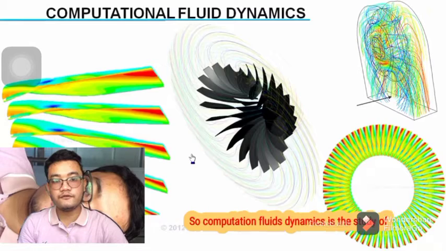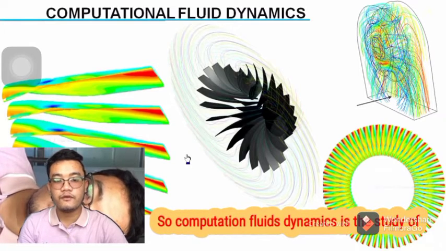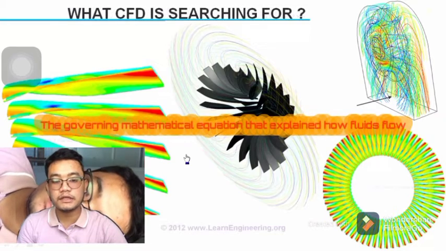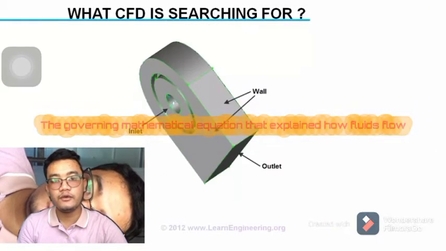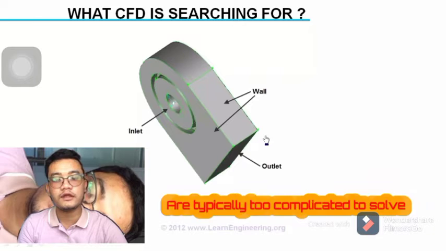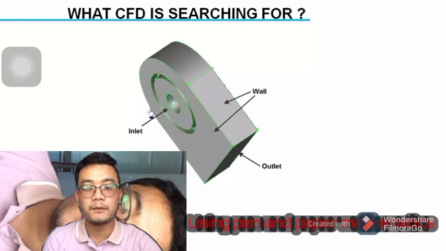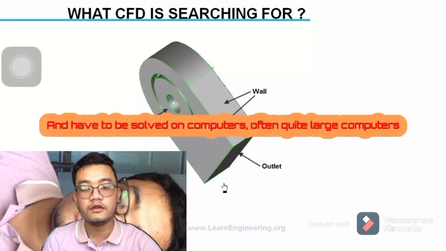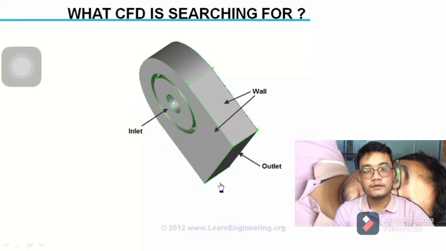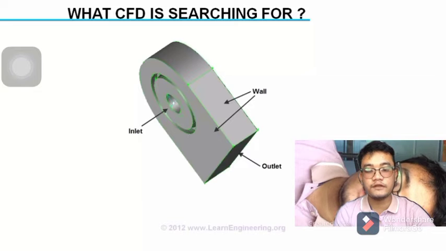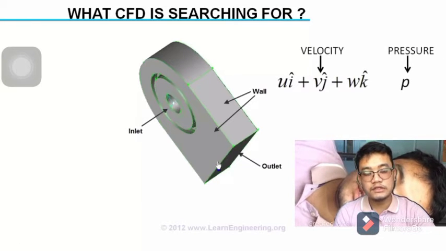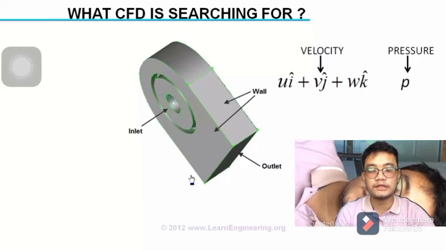Computational fluid dynamics is the study of how fluids flow using computers. The governing mathematical equations that explain how fluids flow are typically too complicated to solve using pen and paper mathematics and have to be solved on computers, often quite large computers.